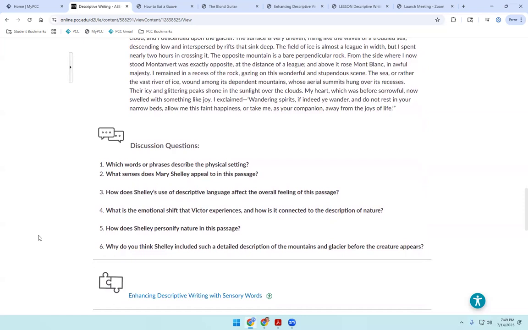And why do you think Mary Shelley included such a detailed description of the mountains and glacier before the creature appears? So this is a moment before the Frankenstein monster appears. The character of Victor Frankenstein, the creator, sees the monster appear out of this. Why would they bother going into this detailed description of mountains and glacier? To compare the monster. To compare, for sure. Yeah, that's a good one, to compare and contrast against that monster.